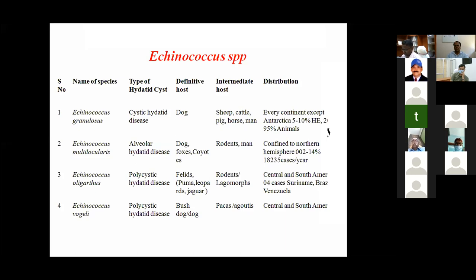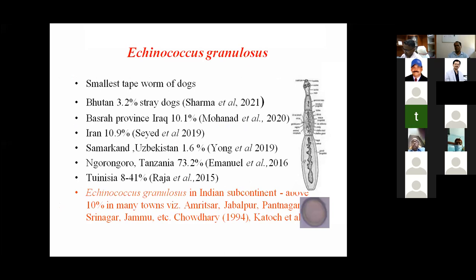Echinococcus oligarthus and vogeli, luckily, are in Central and South America, and we are far away from that place. And only four zoonotic cases have been reported due to Echinococcus oligarthus. So the most important for the Indian context is Echinococcus granulosus. It is the smallest tapeworm of the dog. Generally, all tapeworms pass gravid segments, but in Echinococcus, the gravid segment is half the size of the total worm, and it ruptures in the intestine. And taeniid eggs are passed, as shown in the diagram.